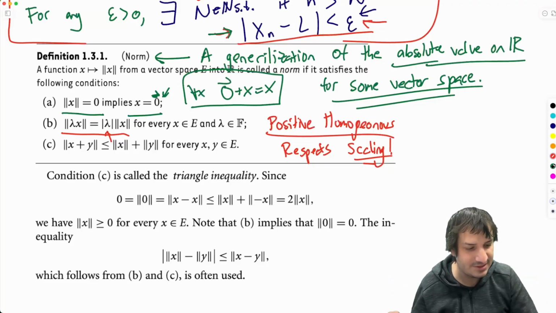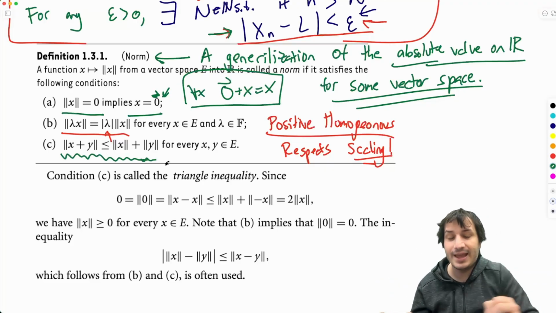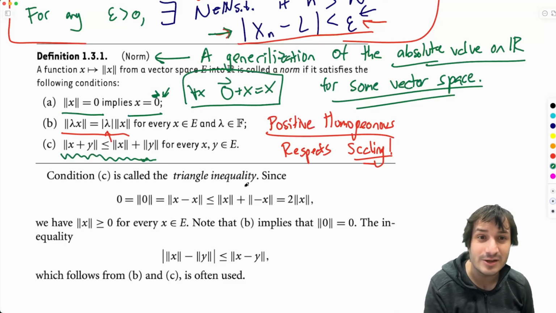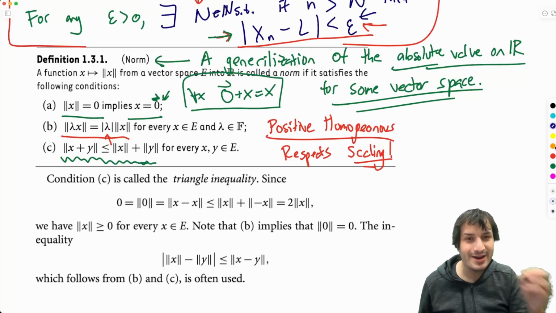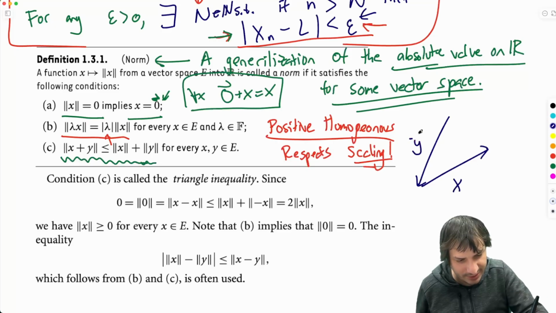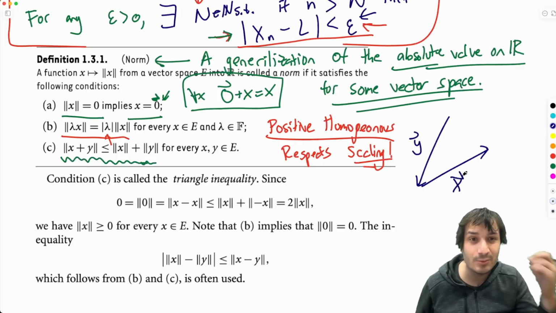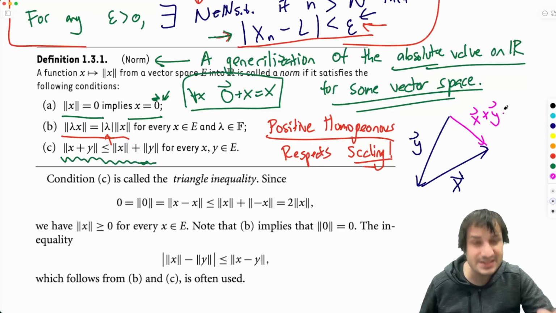Last but not least, this is an important one. This is the triangle inequality. Why is it called the triangle inequality? The reason is because of the following picture. So you make a triangle here. I'm going to draw x over here, I'm going to draw y over here, and I'm going to put them in this funny orientation, tip to tail like that. And the reason I'm going to do that is so that the vector x plus y appears here. And so this makes a triangle.